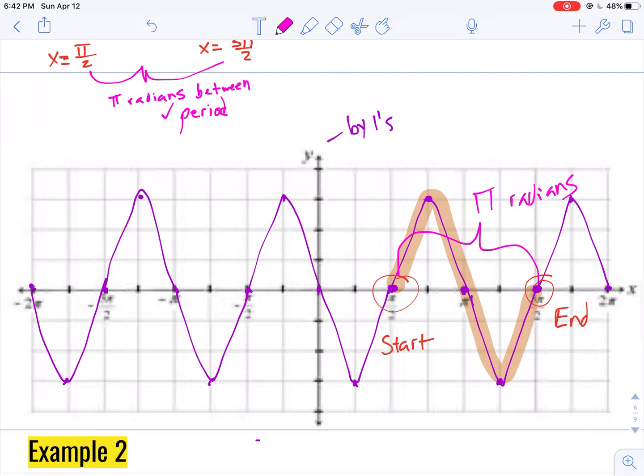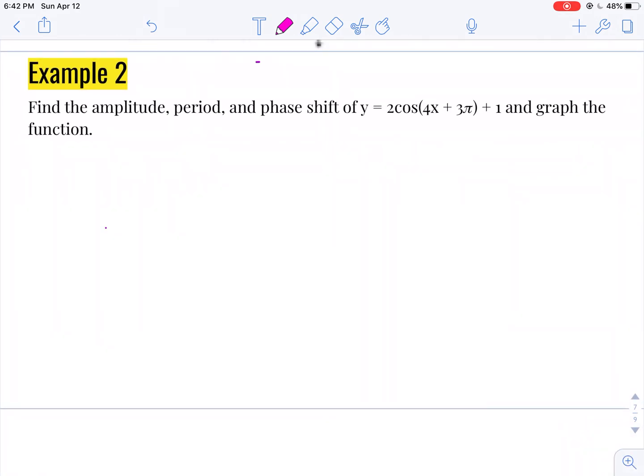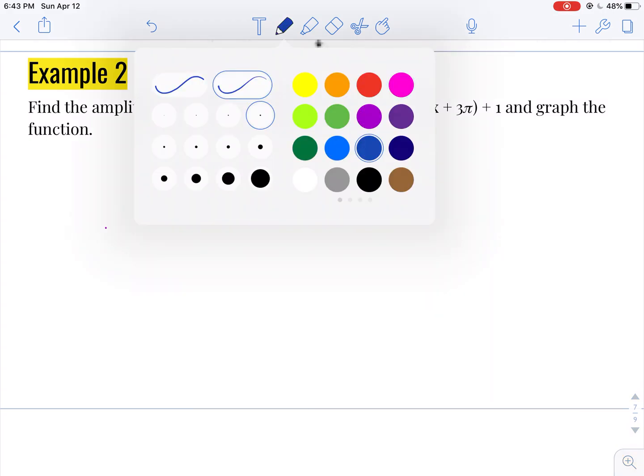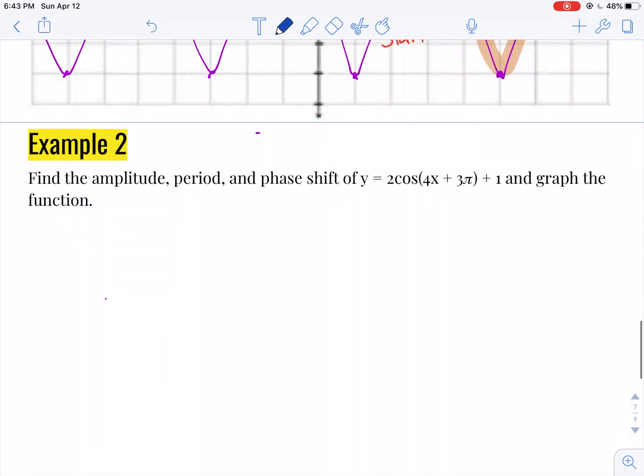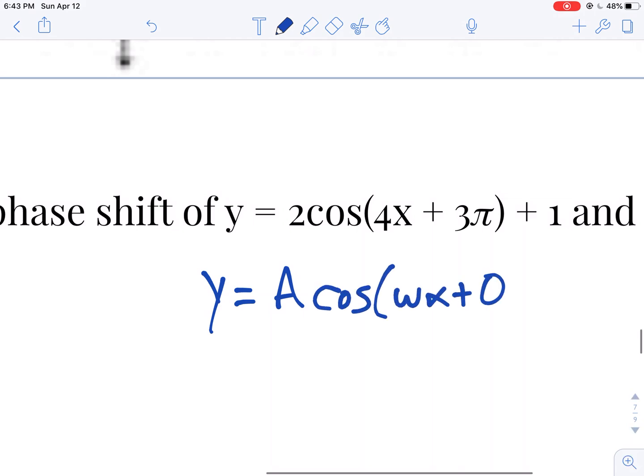All right. My second example here is pretty gnarly. I've got y is equal to 2 times the cosine of 4x plus 3 pi, plus 1. It wants me to do the same thing as I was asked in example 1. I want to find my amplitude, I want to find my period, I want to find my phase shift, and then I want to graph this. So let's go through and just start listing our values. Again, I will write below y is equal to a times the cosine of omega x plus phi.